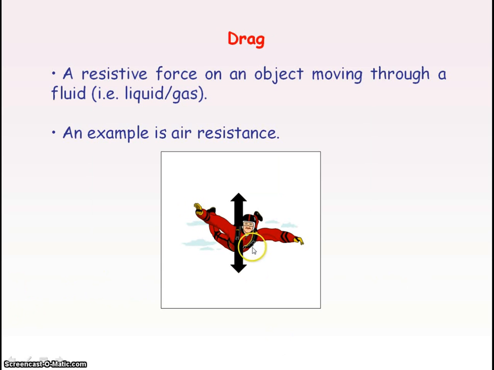And here you have a skydiver that is free falling. And so it has the weight which acts vertically downwards. As it's free falling through air, it has a drag force acting in the opposite direction to its motion. So it's acting vertically upwards.